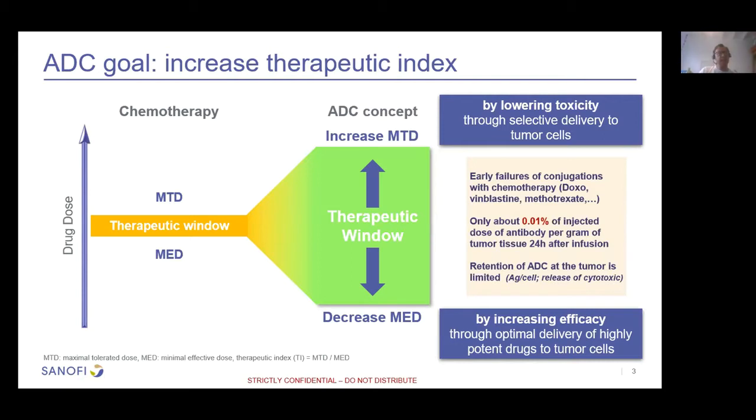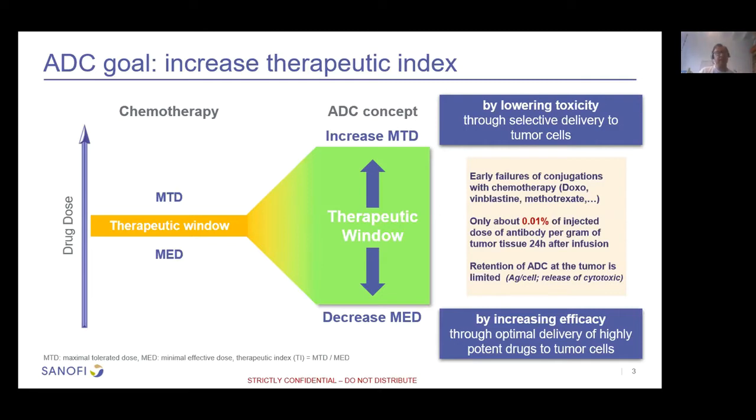At this stage, I think it's very important to raise 2 important challenges that we will see later on. The first one is that we are really far from the so-called magic bullet behavior, since you can see that there is a very limited amount of the injected dose of ADC that is able to reach the tumor. And the other thing is that the tumor retention is also limited due to the nature of the antibody scaffold.